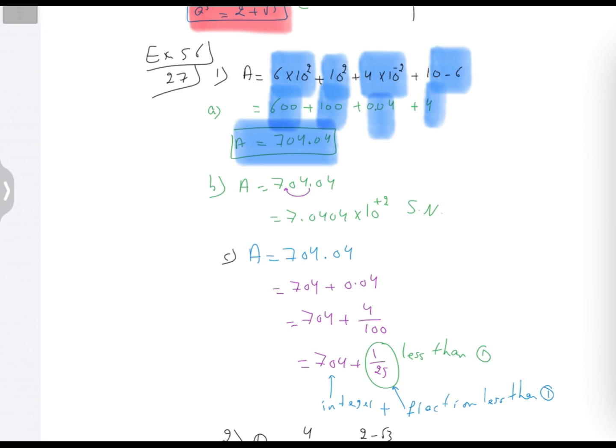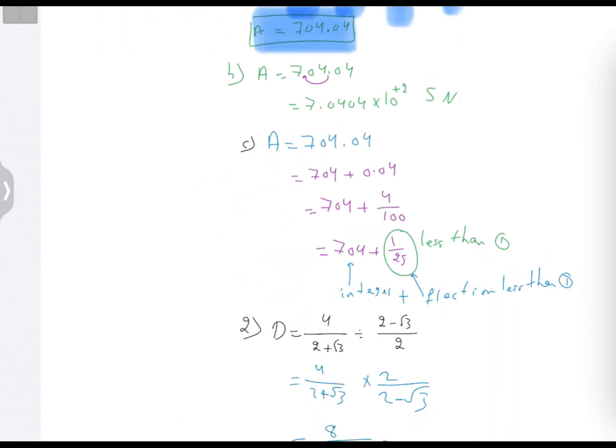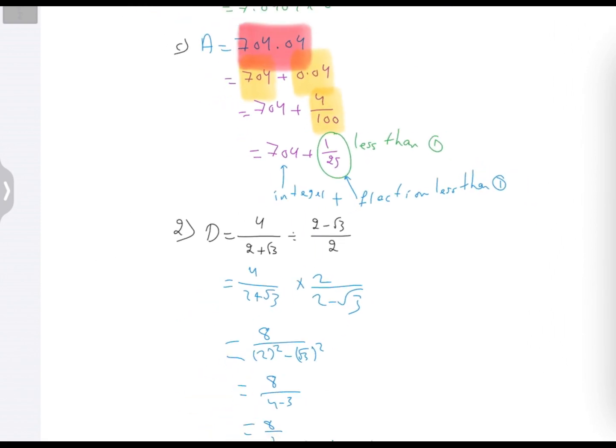Now part C, write A as the sum of an integer and a fraction less than 1 in the simplest form. As we know, any decimal number, we can split it into two parts. The integral part, that's 704, plus decimal part 0.04. Now 0.04 is 4 over 100. 4 over 100 is 1 over 25. Thus, we got 2 numbers. That's the integer, it's 704, and the fraction less than 1, 1 over 25.